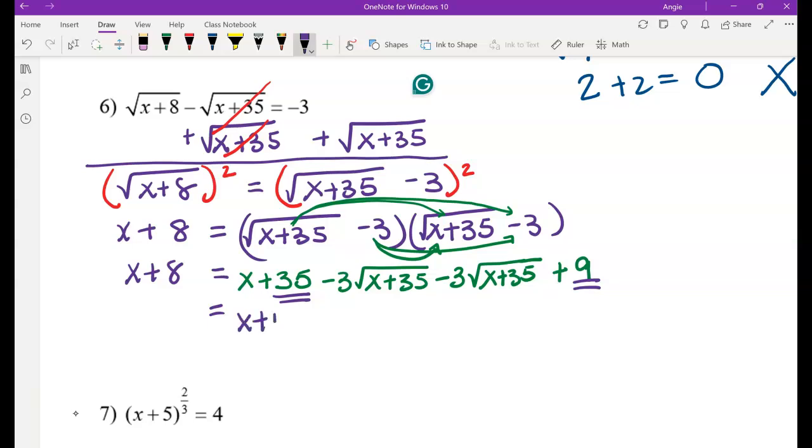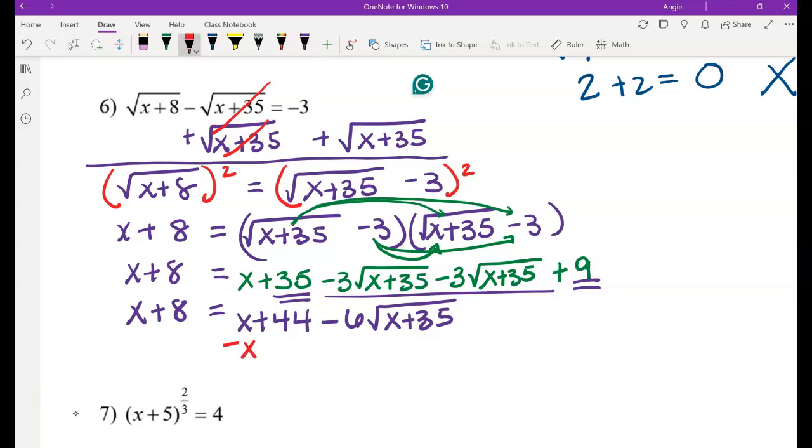So x plus 44. Those can be combined because the square root of x plus 35 terms are identical. So that's going to say -6 times square root of x plus 35. We are going to try to isolate the radical. Every time you see a radical around, you're going to isolate it. So I'm going to move this x over here, and move the 44.